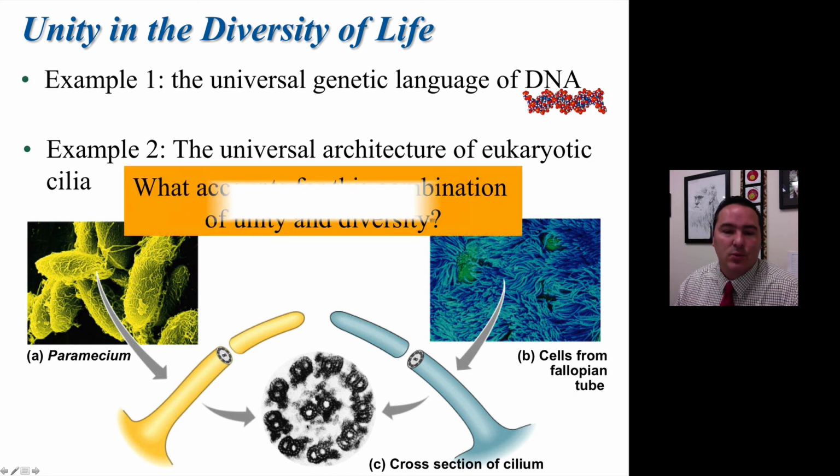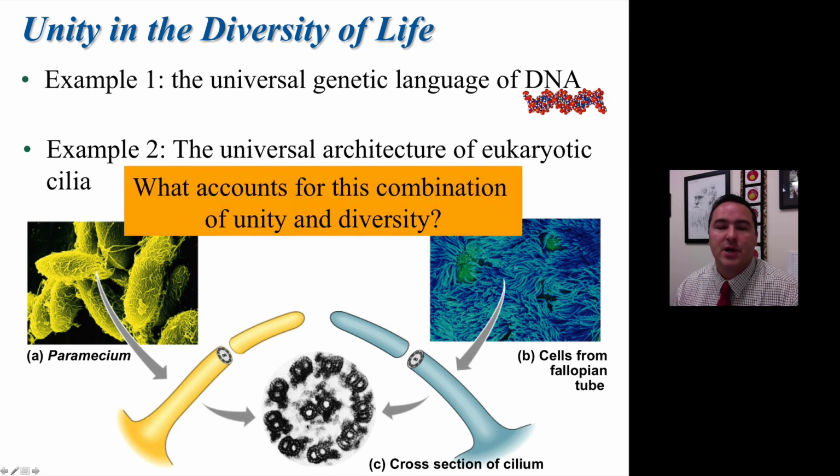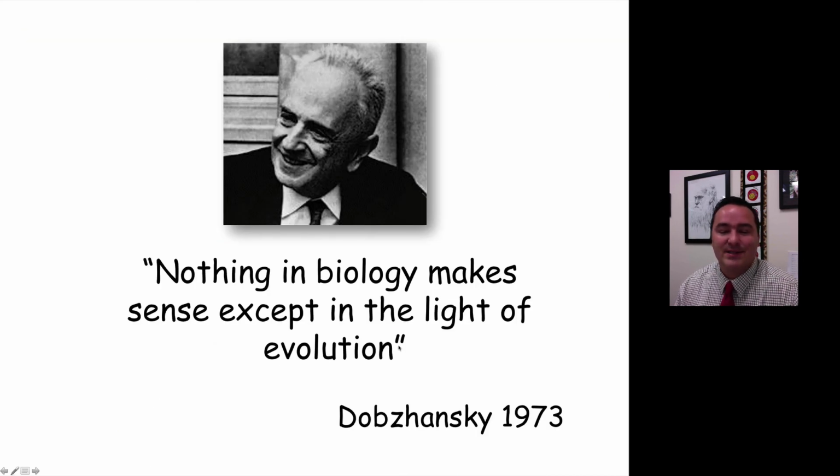So one might ask, well, how can you account for this combination of both unity and diversity and megadiversity? Well, there is one answer, and one answer that is the best, and that answer is evolution. And I love this quote from Theodosius Dobzhansky, where he said that nothing in biology makes sense except in the light of evolution. So if we want to understand biology, we need to understand evolution, and that's why evolution is really going to be the theme that is woven into each of the major units throughout this entire course.